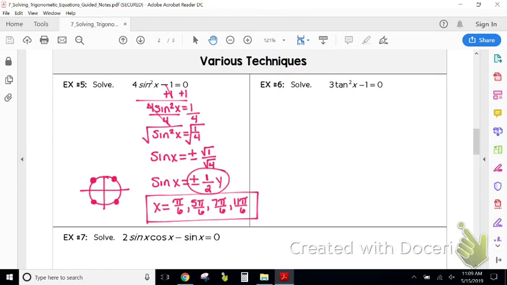All right, so on example 6, 3 tangent squared of x minus 1 equals 0. Same idea, we got to get the trig function by itself. So let's move the 1 over. So 3 tangent squared of x equals 1. Divide by the 3. So tangent squared of x is equal to 1/3. So then it would be positive and negative.